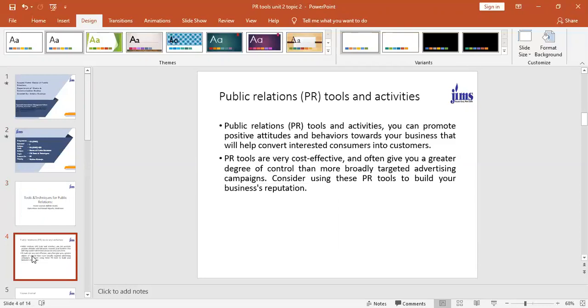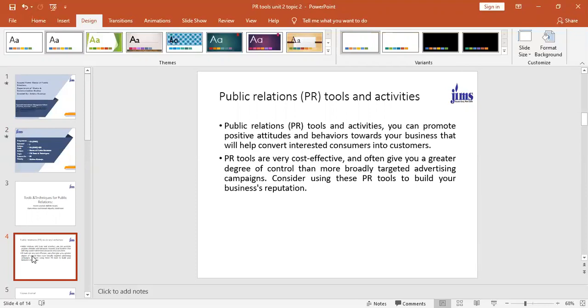With PR tools and activities, you can promote positive attitude and behavior towards your business that will help convert interested consumers into your own consumers. I repeat this point: PR tools and activities promote positive attitude and behavior towards your business that will help convert interested consumers to your kind of consumers.